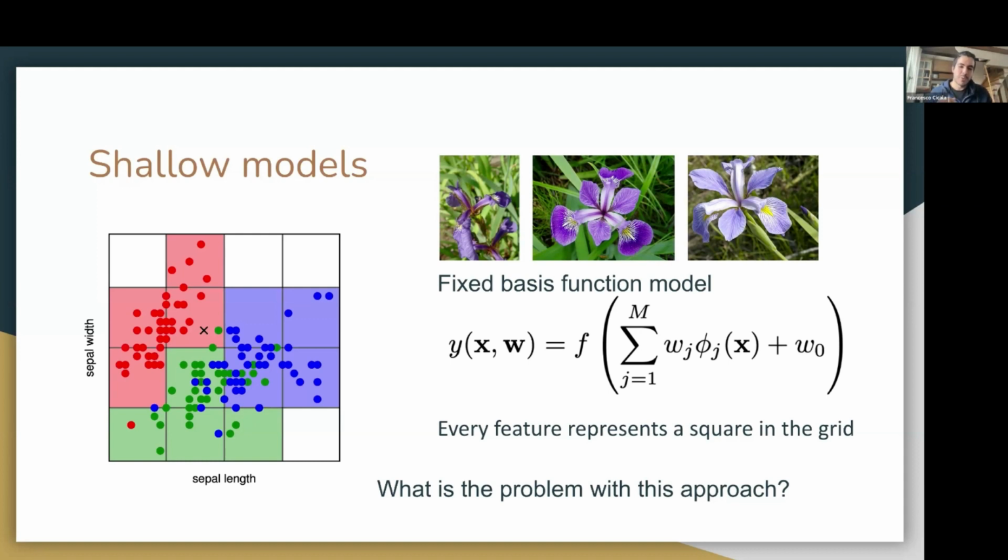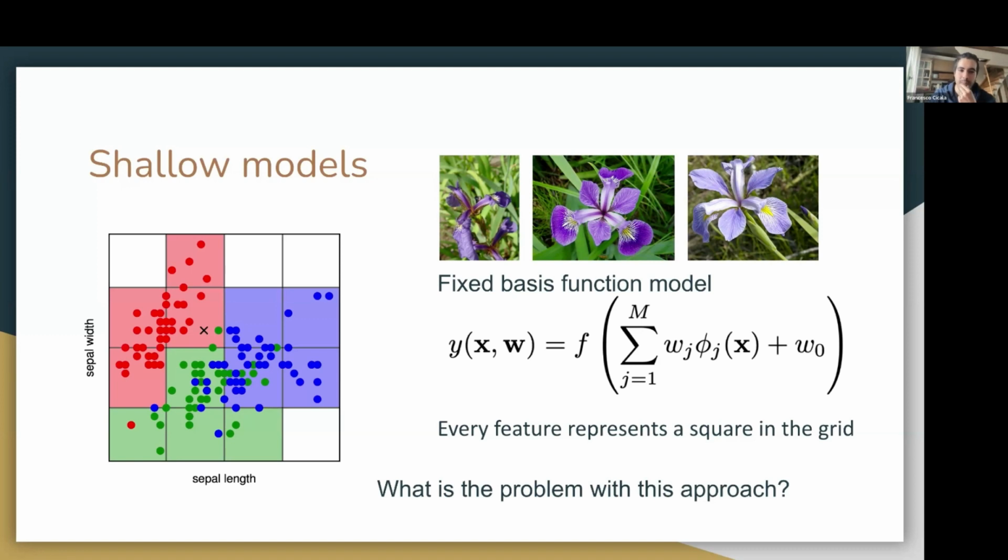The number of numbers that we need to describe an input, in this case two, width and length, is also called the dimensionality of the input space. So the input space is the space in which input points live. And the dimensionality of the space is the number of descriptions that we have in our input. So sepal width and sepal length are two. Therefore, the dimensionality for this input is two.